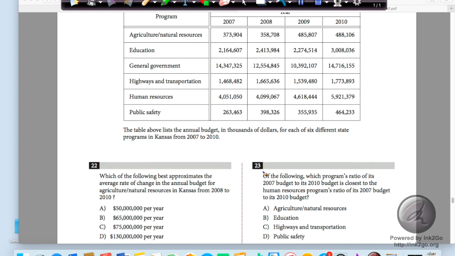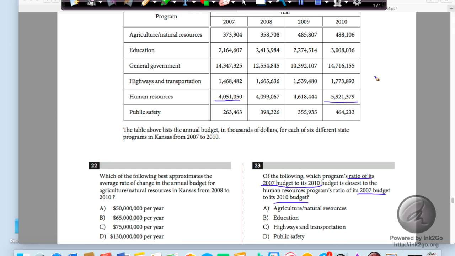For question 23: of the following, which program's ratio of its 2007 budget to its 2010 budget is closest to the Human Resources Program's ratio of its 2007 budget to its 2010 budget? So let's quickly scan and find Human Resources. Here's my Human Resources 2007, and here's my Human Resources 2010.